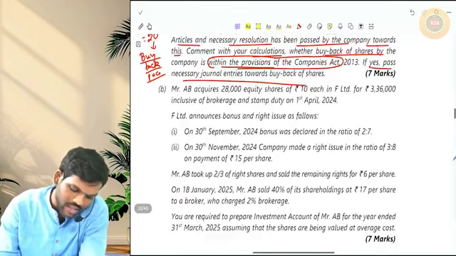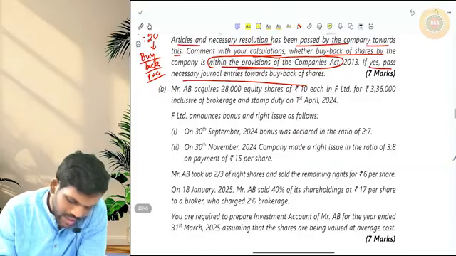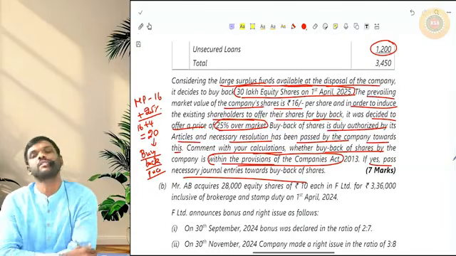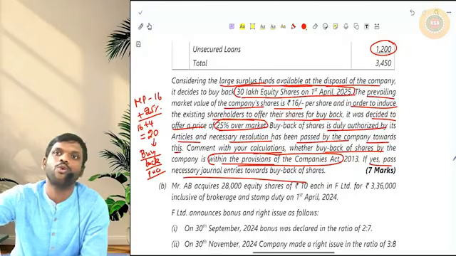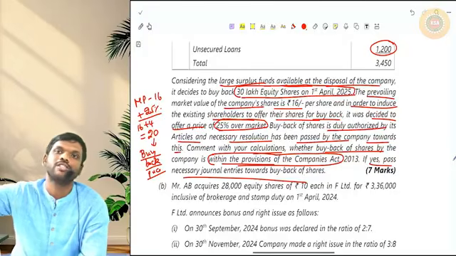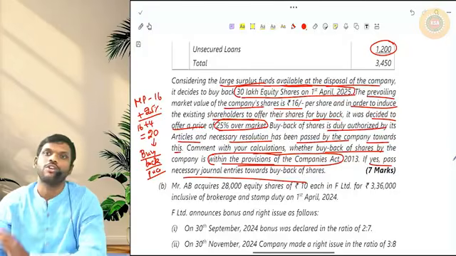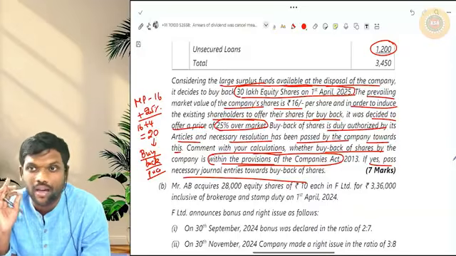But in the question, how many shares do they want to buy back? They want to buy back only 30 lakhs. So they are within the maximum number of shares that is allowed, so they can go ahead with this buyback. Then you can pass journal entries for that buyback, which is what we already discussed. I hope I am very clear here.